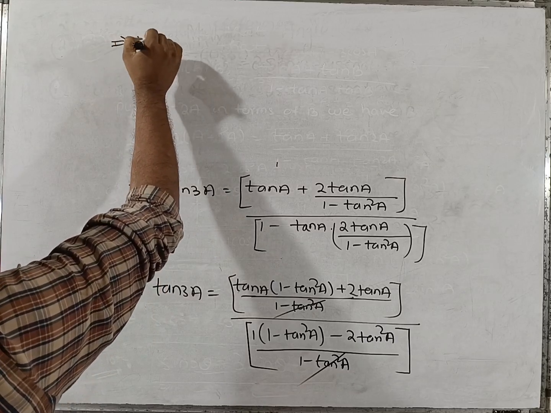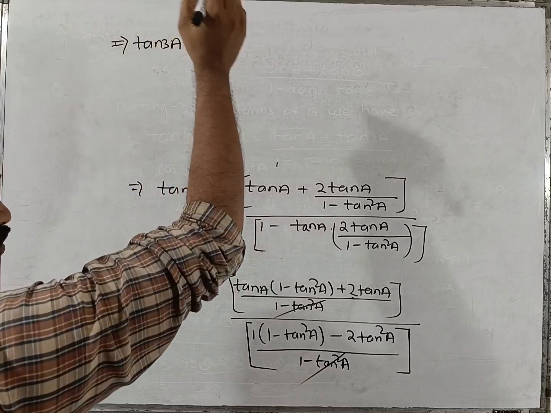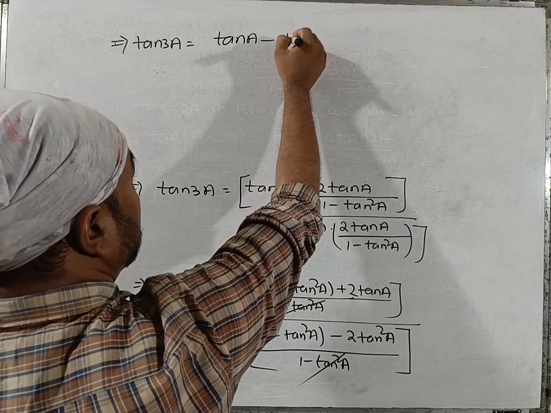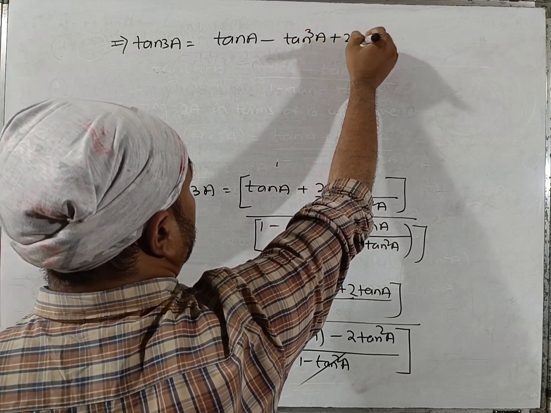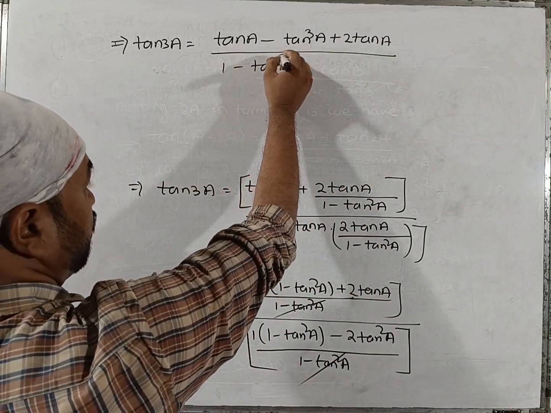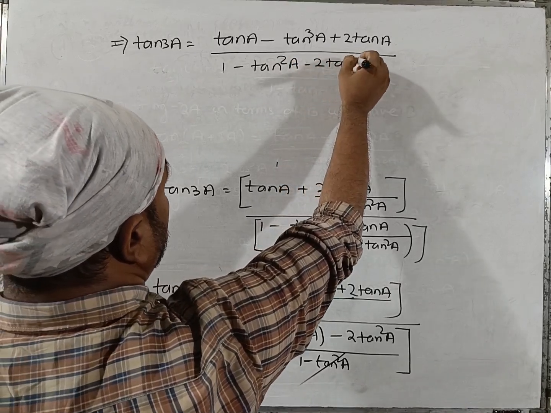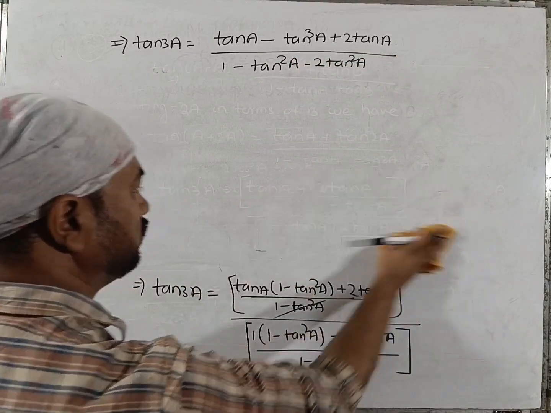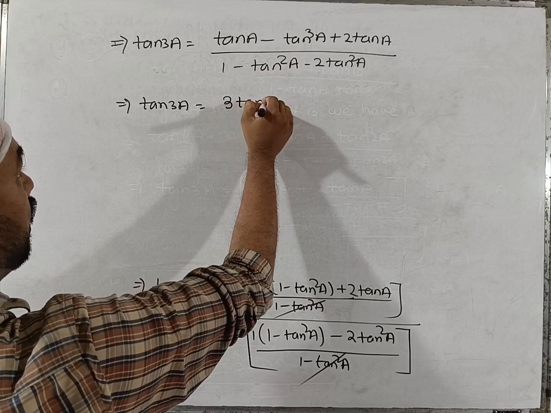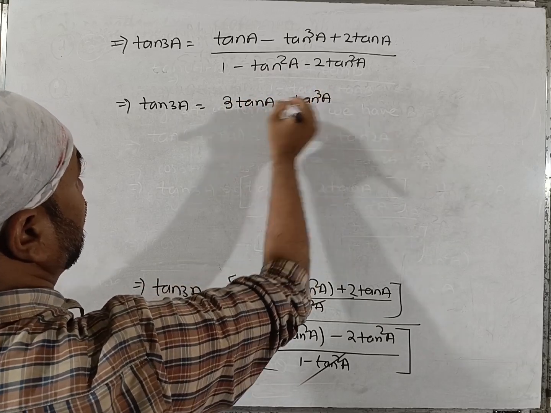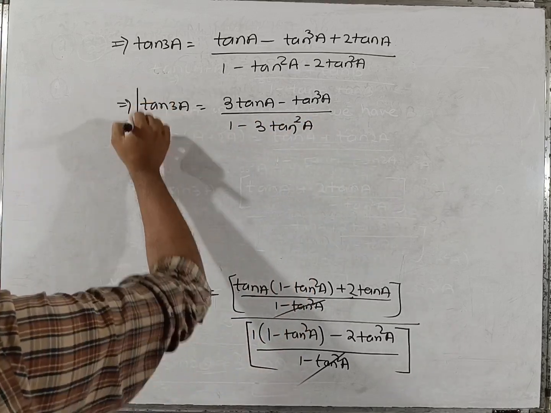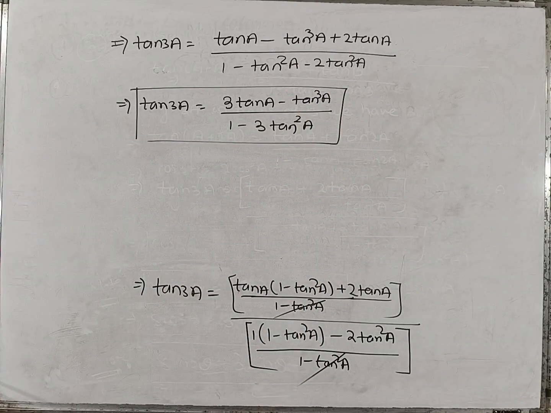Then tan 3A is equal to, multiplying, tan A minus tan cube A plus 2 tan A, whole divided by 1 minus tan square A minus 2 tan square A. Then tan 3A is equal to 3 tan A minus tan cube A, whole divided by 1 minus 3 tan square A, which is the formula of tan 3A.